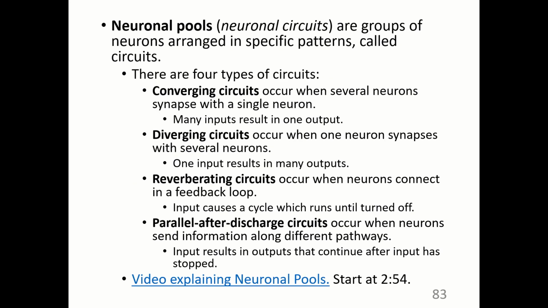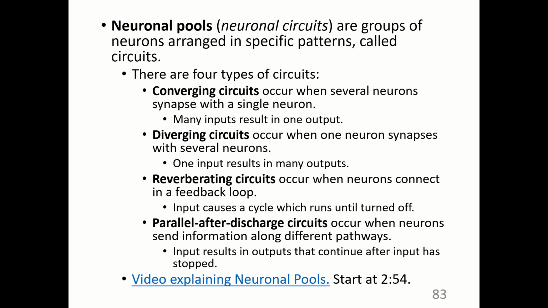Neuronal pools, also known as neuronal circuits, are groups of neurons arranged in specific patterns. There are 4 types of circuits: converging, diverging, reverberating, and parallel after discharge. The main thing to know about this is that with our circuits, the brain can send several types of messages using the neurotransmitters and voltage and pathways as they travel to and from different parts of the body.